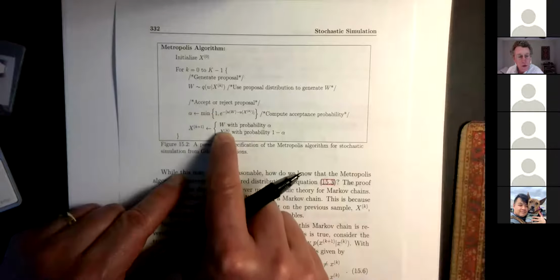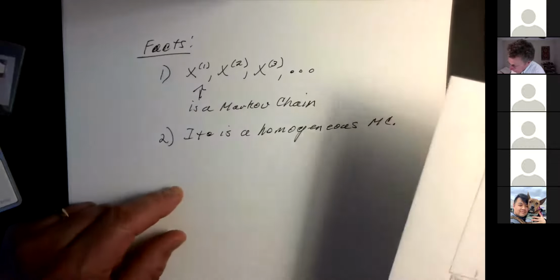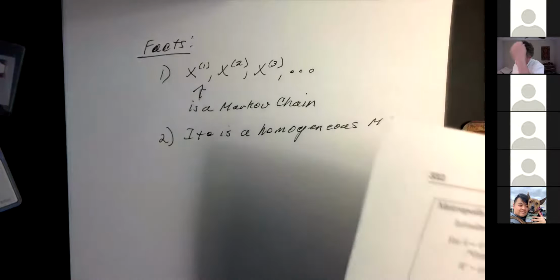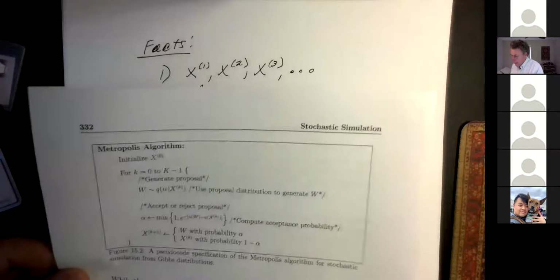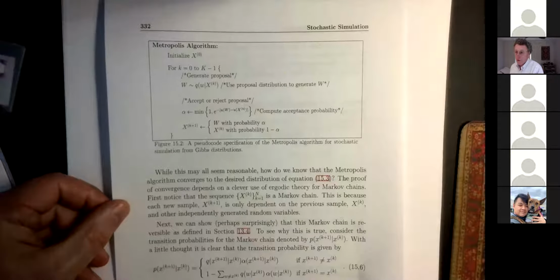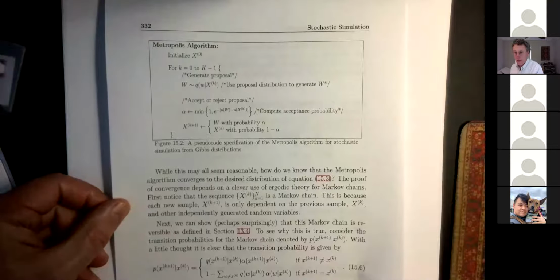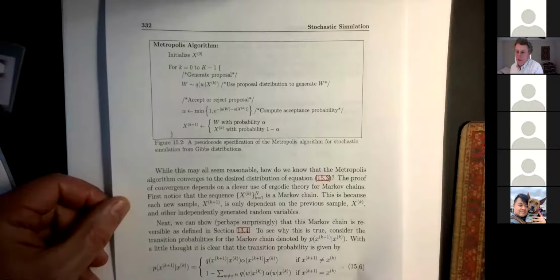Well, I mean, K is the time variable, but the only time dependence is through the indexing of the state itself, X. So it's a homogeneous Markov chain, okay? Now here's the really interesting thing. It's reversible. It's a reversible Markov chain. That's, at least not to me, very obvious.